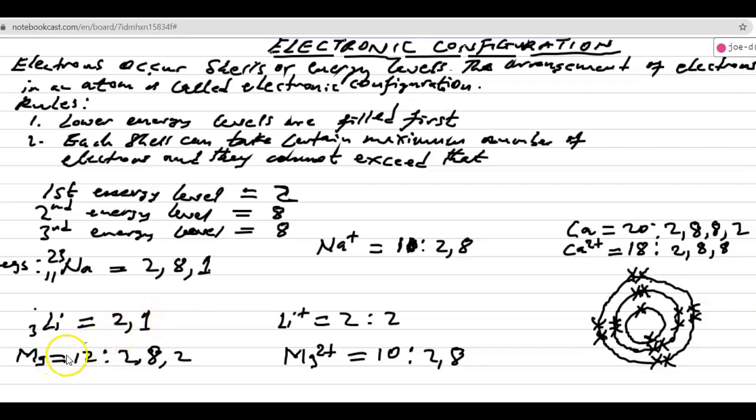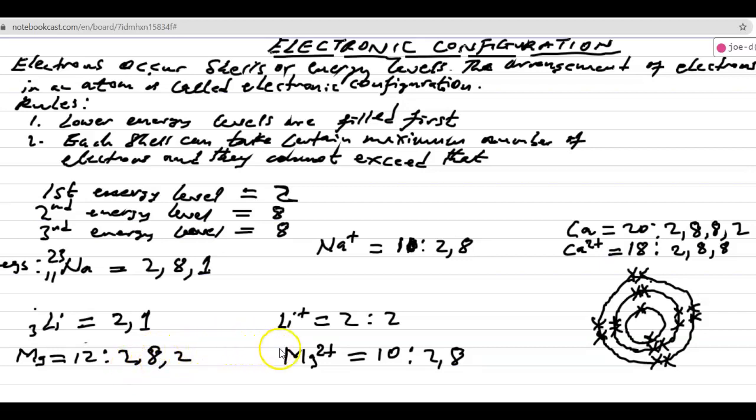The next one we want to look at is magnesium. The atomic number of magnesium is 12. Since the number of protons is equal to the number of electrons, if the atomic number is 12, it will have 12 electrons. We can arrange all 12 electrons following the rules in this way. The first energy level will take 2, followed by the next energy level, which takes 8. That adds up to 10, and we'll be left with 2 electrons, which go to the third energy level. So we have 2, 8, 2 electronic configuration.